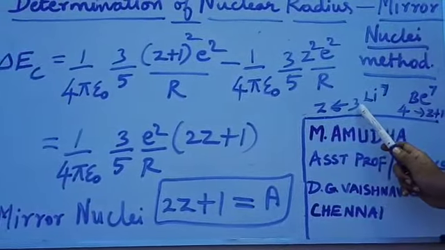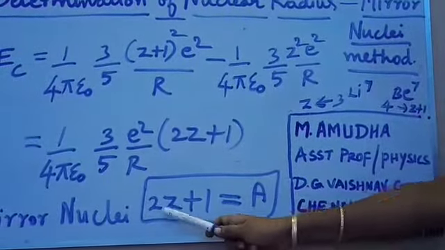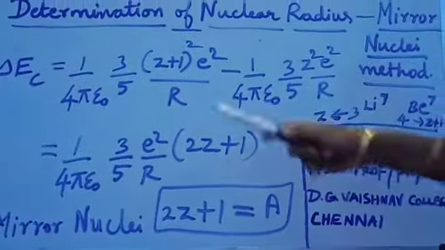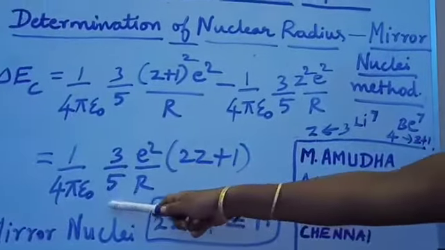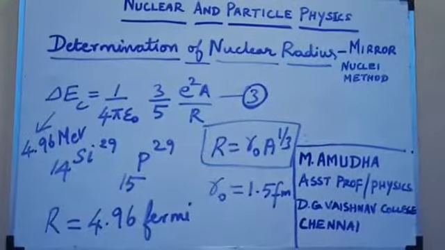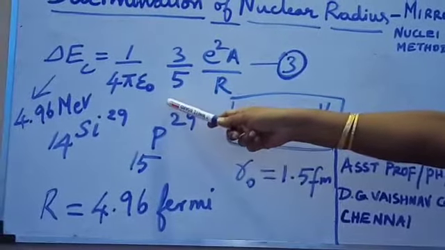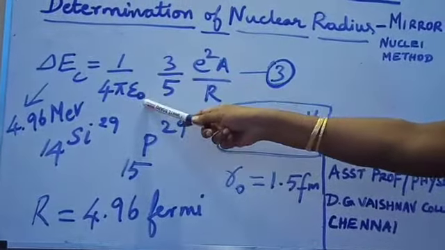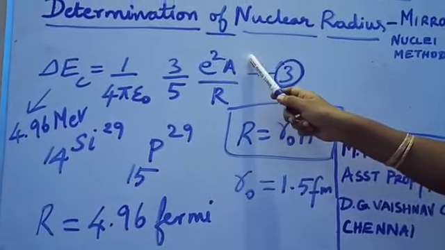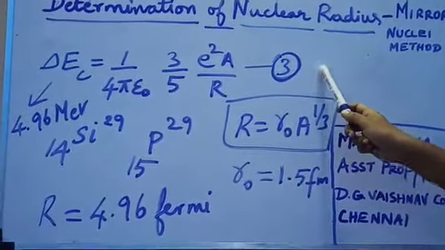Are you able to understand? 3 multiplied by 2 is 6, and 6 plus 1 gives 7. So 2Z plus 1 can be replaced by A. In this formula, instead of 2Z plus 1, we can write delta E_C as 1 divided by 4 pi epsilon naught times 3 by 5 e squared divided by R into A. The difference between the Coulomb energy of the two nuclei can be written as 1 divided by 4 pi epsilon naught times 3 by 5 e squared A by R, after substituting A for 2Z plus 1. Take this as equation number 3.